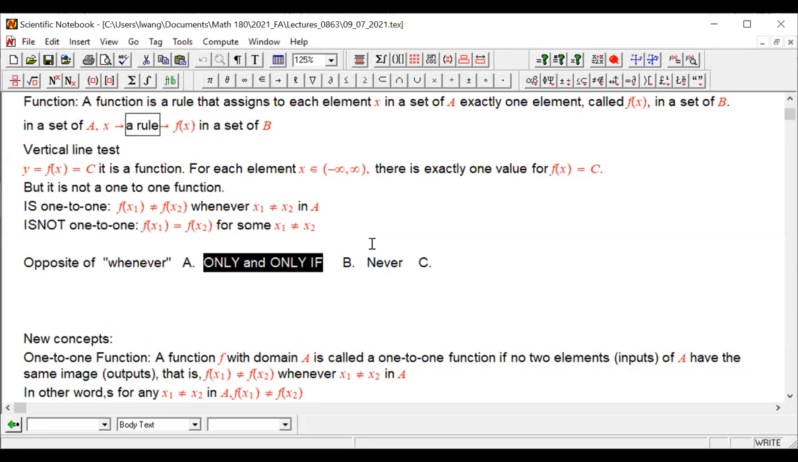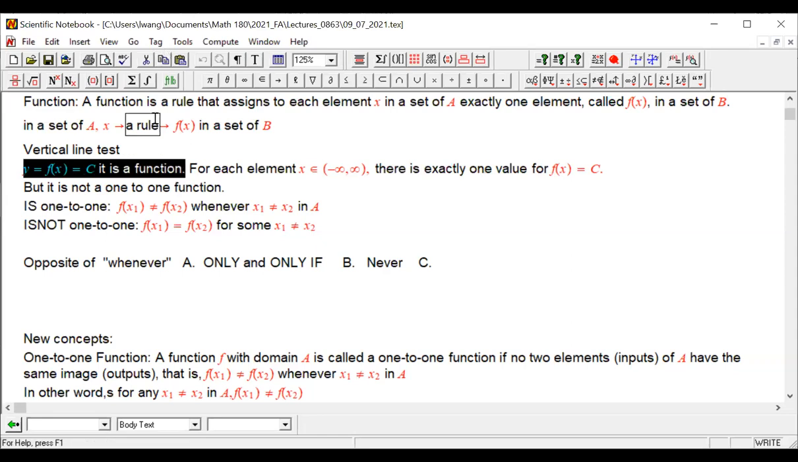Yes. Did everybody get this? It requires a lot of thinking, isn't it? So the opposite of whenever is for some. Okay, so now let's illustrate why it is not a one-to-one. Let's see how we put the words together.